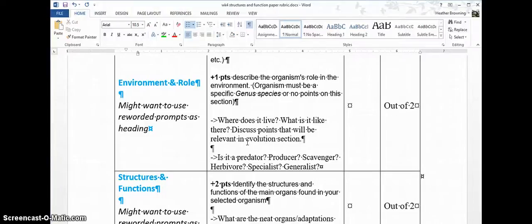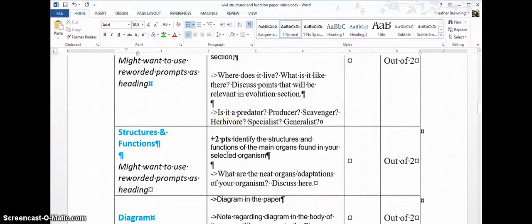And then is it a predator, a producer, a scavenger, an herbivore, a specialist, a generalist? What is its role? So if it's a specialist, it eats one specific thing. If it's a generalist, it eats everything. That will just make life easier later on.